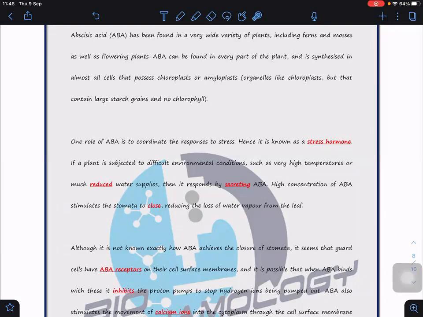Okay, so look at this hormone called abscisic acid, ABA. It has been found in a wide variety of plants, including the ferns and the mosses, as well as the flowering plants. ABA can be found in every part of the plant and is synthesized in almost all cells that possess chloroplasts or amyloplasts. Amyloplast is something like chloroplast, but they don't have chlorophyll and don't carry out photosynthesis. What they do is store: they're storage organelles. They store starch grains.